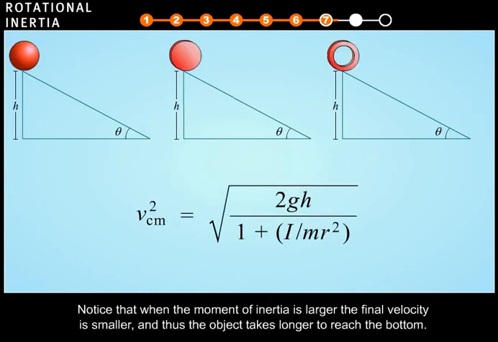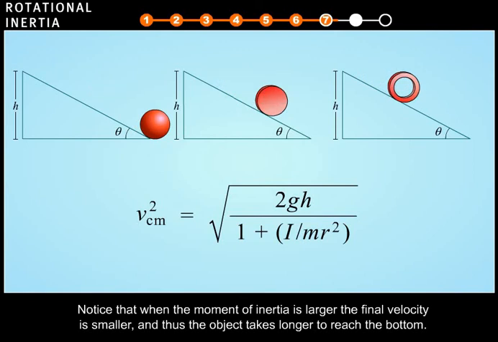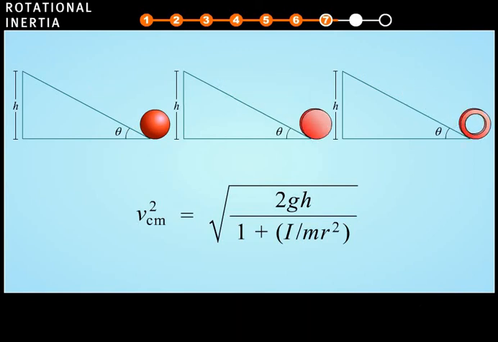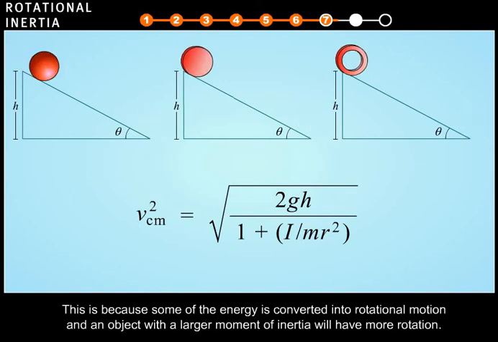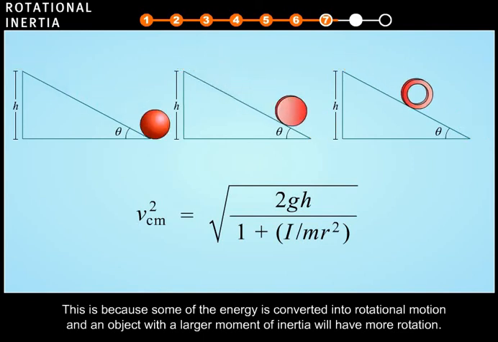Notice that when the moment of inertia is larger, the final velocity is smaller, and thus the object takes longer to reach the bottom. This is because some of the energy is converted into rotational motion, and an object with a larger moment of inertia will have more rotation.